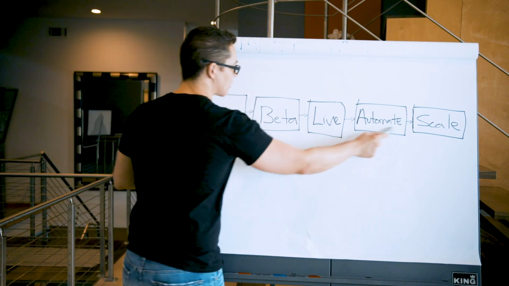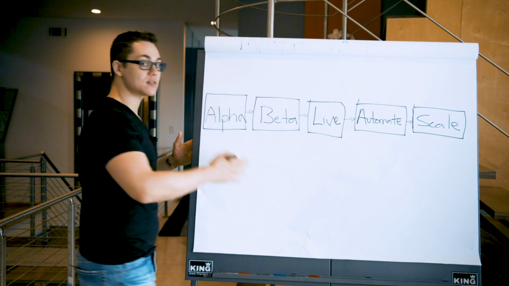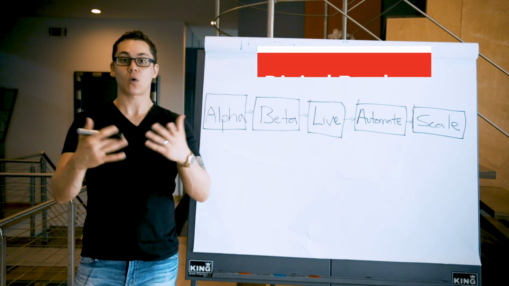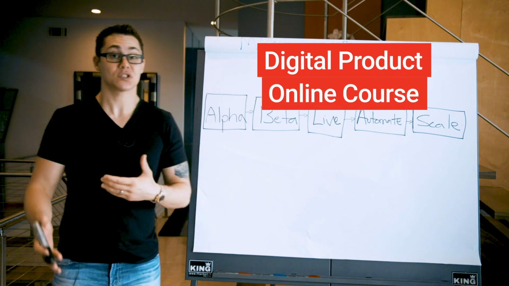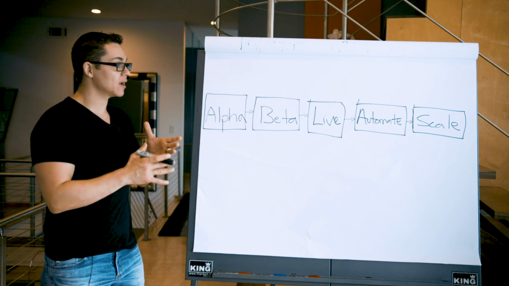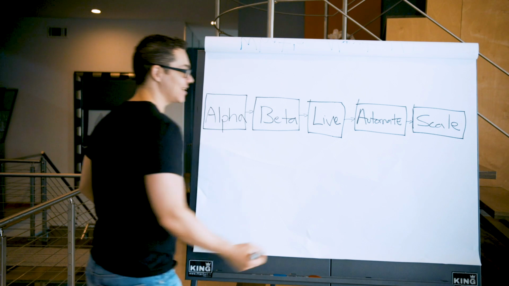This process that you see right here, alpha, beta, live, automate, and scale. This is the exact process that I use when creating a new digital product or online course, or really even software or coaching program. This applies to any of that. What we're looking to do here is ultimately get to here.